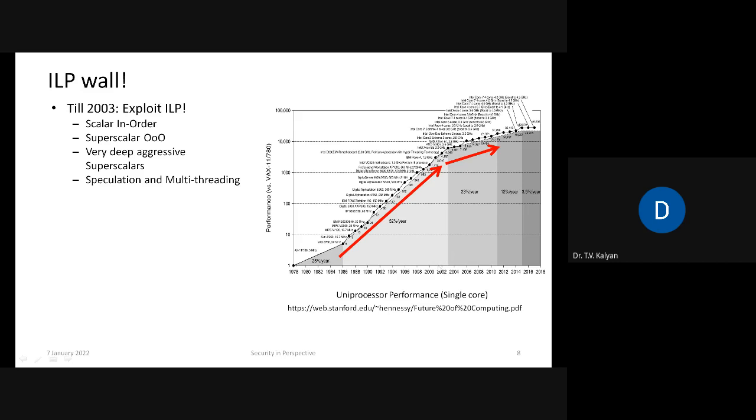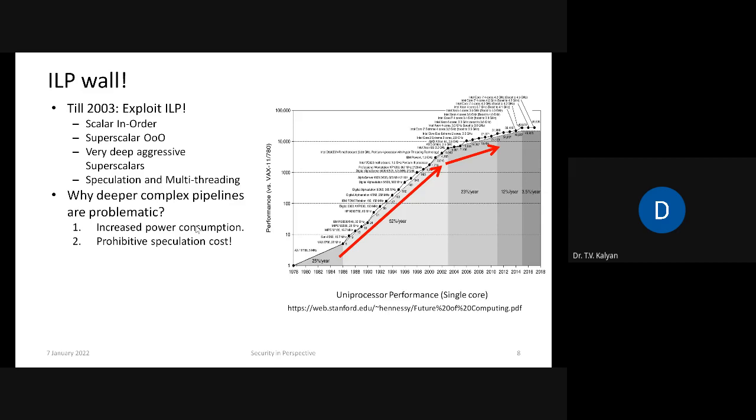But during the time frame where the power wall came into picture, we were not able to get the frequency scaling, etc. Coupled with that, we have hit the ILP wall also. What is this ILP wall? Having a complex pipeline, a superscalar processor with speculation, multi-threading, etc., was getting problematic. The reason being, the power consumption was becoming very high.